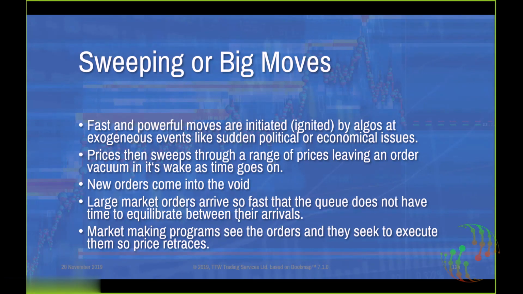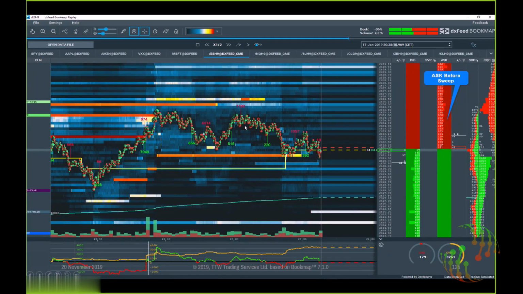You will see that very often when a sweep happens, they are simply going very, very fast through different price levels, and there is still an imbalance that it leaves behind. Market making programs see the orders and they seek to execute them, so price retraces. Sweeps or big moves are absolutely important. Let me show you what I mean, and we will come immediately to yesterday's example.